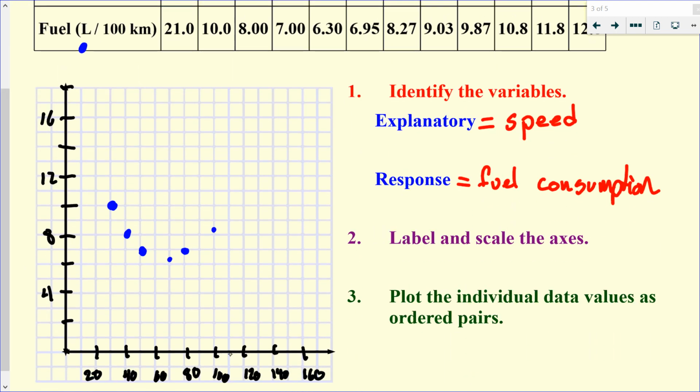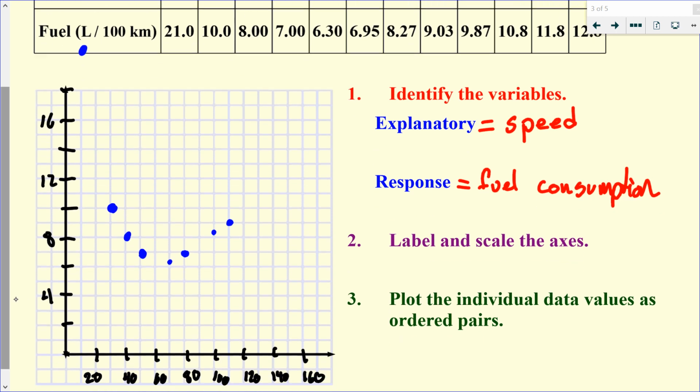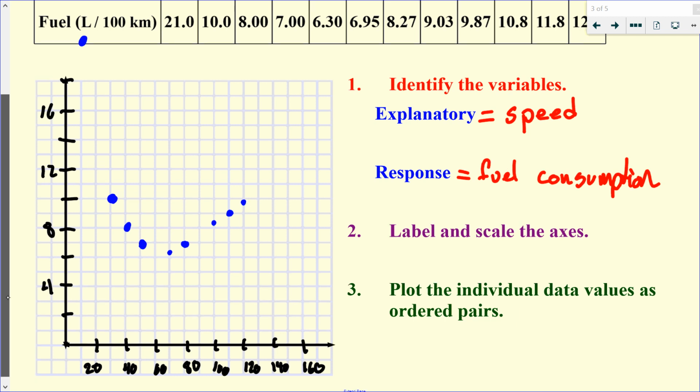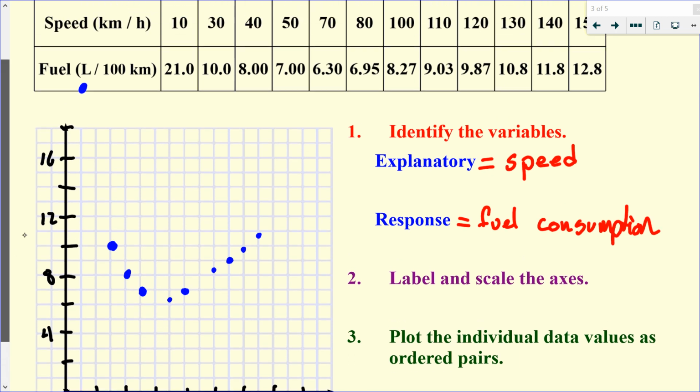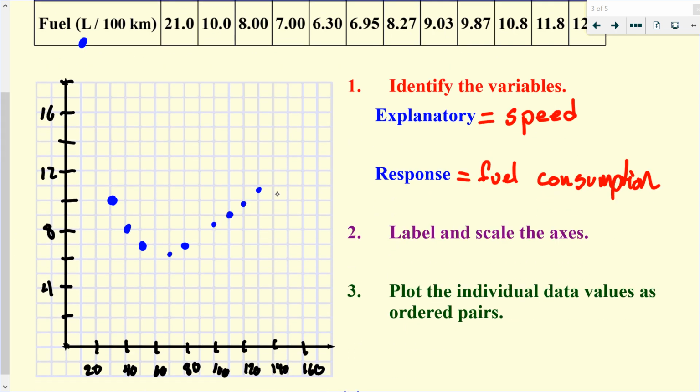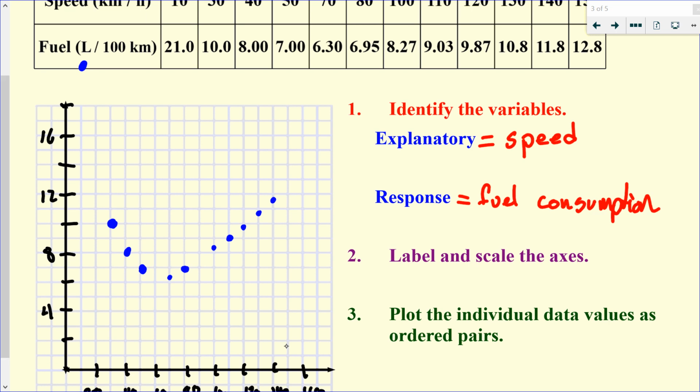110 and 9, 120, 10, 130, almost to 11, 140 and almost to 12, and 150 is almost to 13.